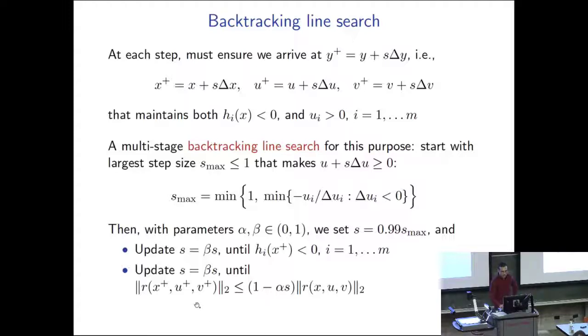So we're going to check essentially that we've decreased the residuals enough. I'm going to look at this full residual at the new updates, and make sure that I've decreased them enough. So it's a little bit more sophisticated backtracking than what we've seen so far, but that is kind of the standard for the primal dual method. Okay, so that's our method.